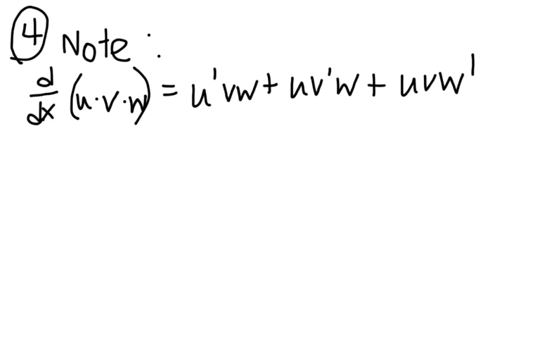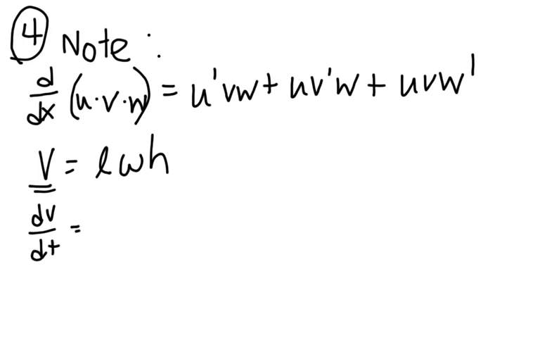So we're going to do the volume equals length times width times height. That's a volume of a rectangular prism. Now we're going to take the derivative of this with respect to time. So the v will become dv dt. Now, when I take the derivative of this LWH, I'm looking at it like it's UVW up here. So I'm going to use this formula.